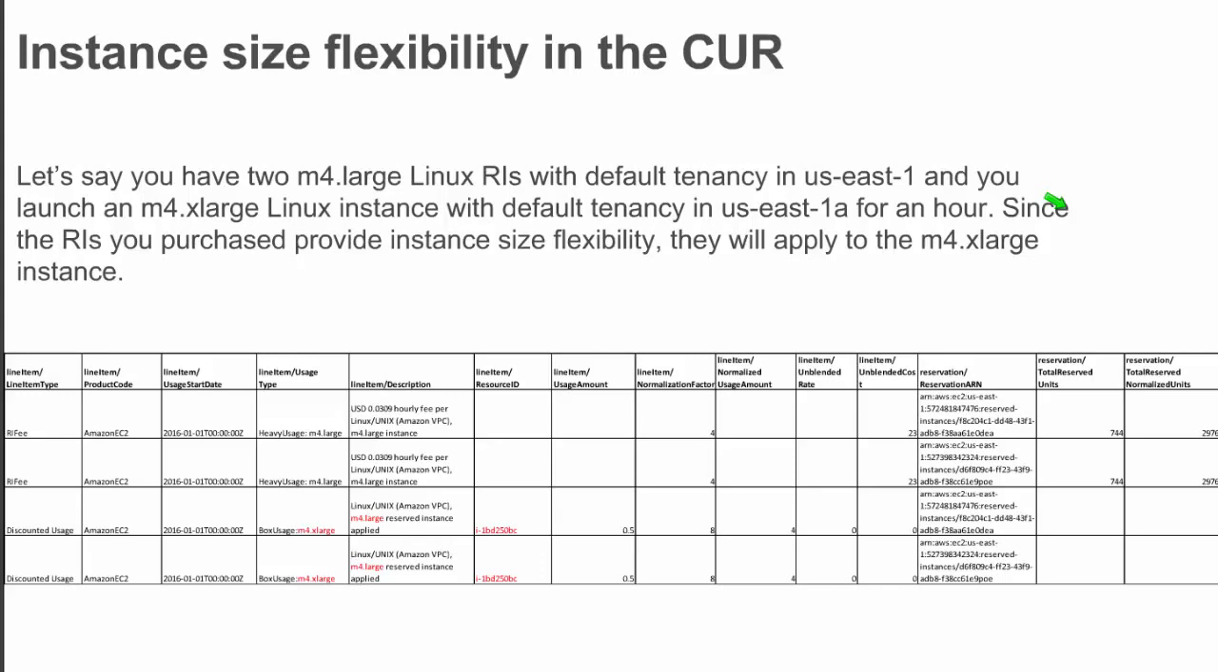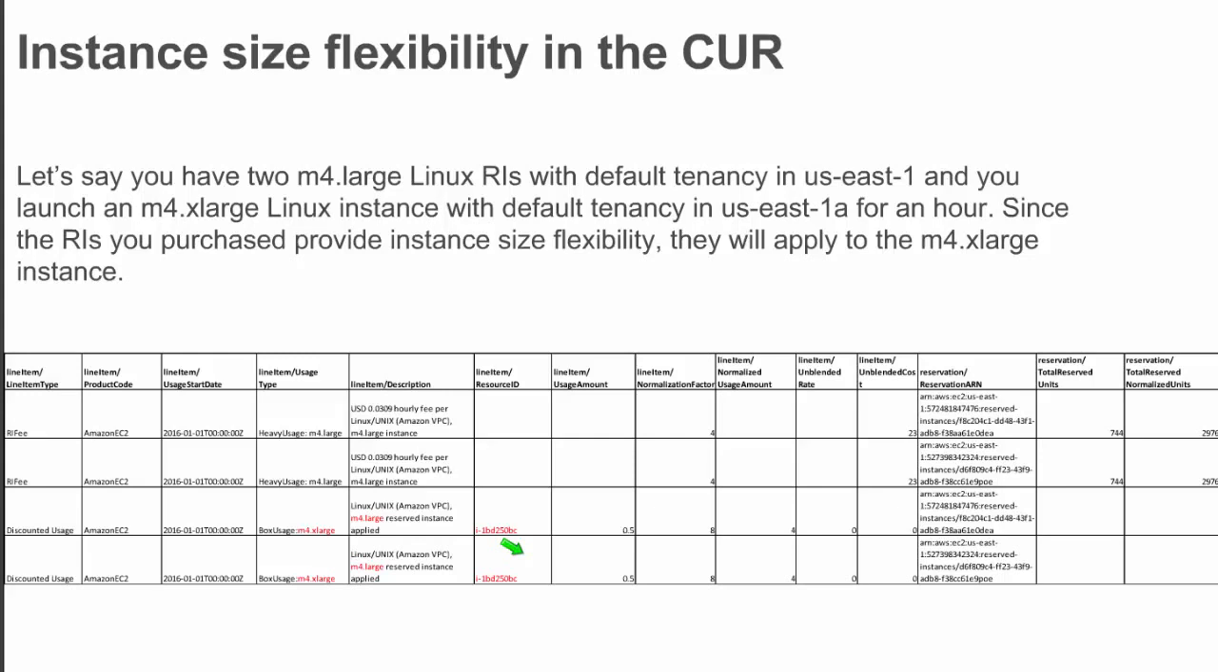Let us now see how this is described in the cost and usage report. In this example, you can see that there are two RI fee line items, one each for the two RIs you have purchased, with a distinct reservation ARN for each of them. And there are two discounted usage line items, which indicate how the RI has been applied. In this case, there is a single instance receiving the benefit of two RIs, which is indicated by the fact that the resource ID is the same in both the discounted usage line items.